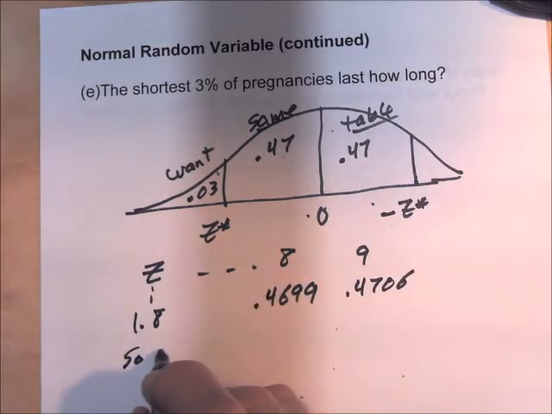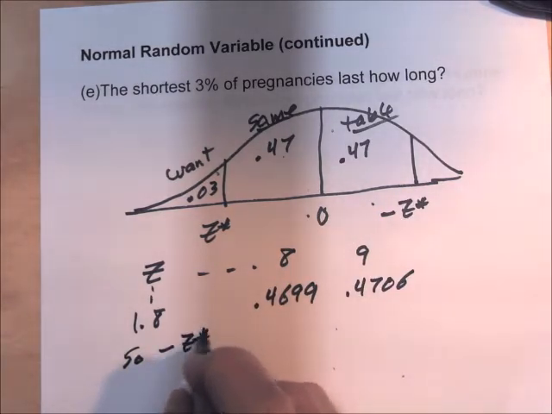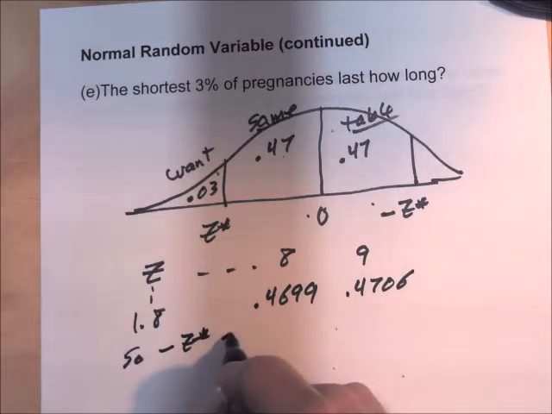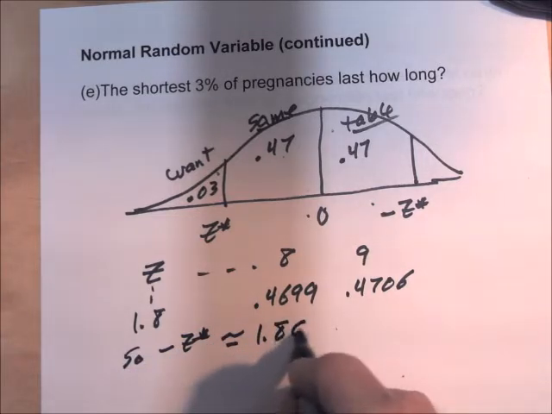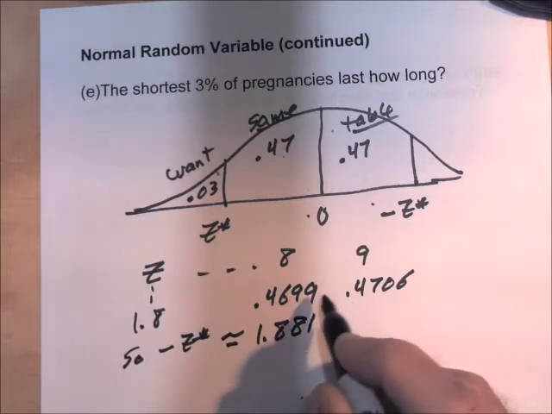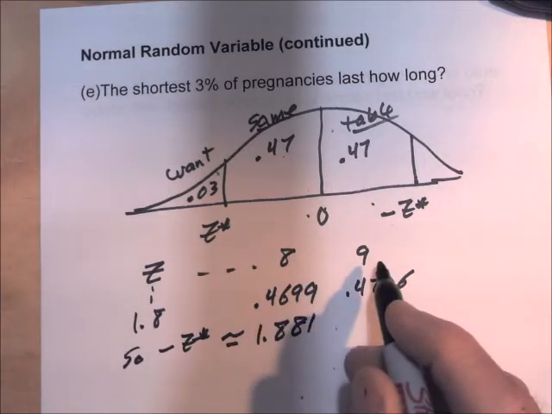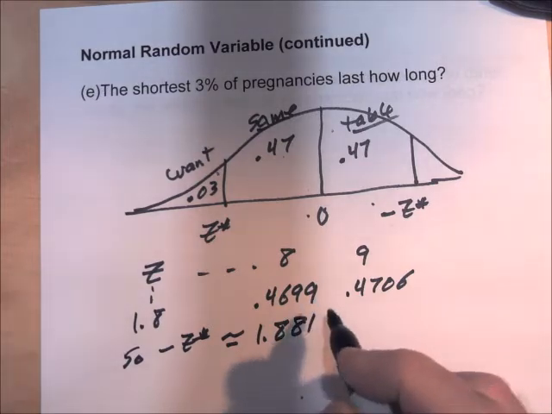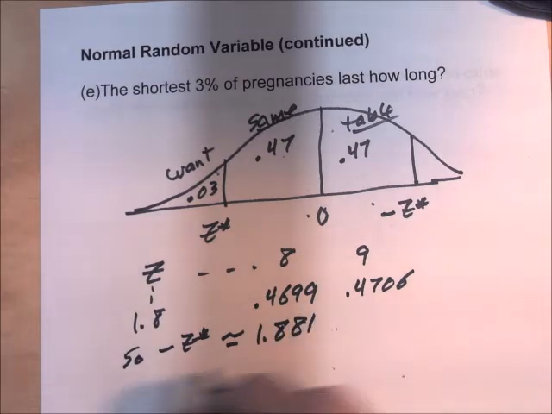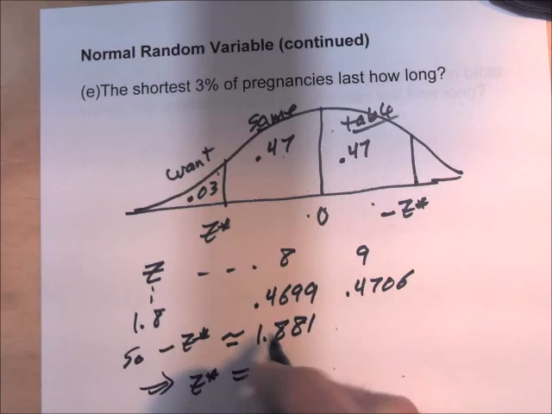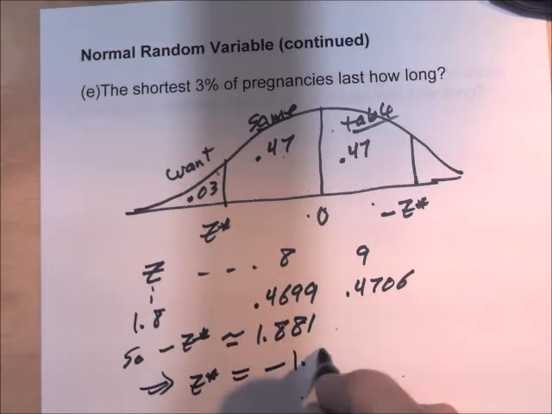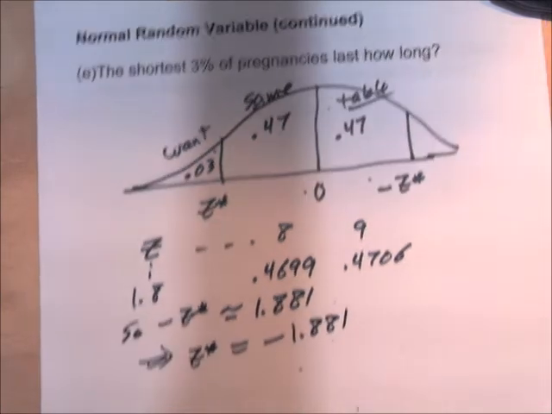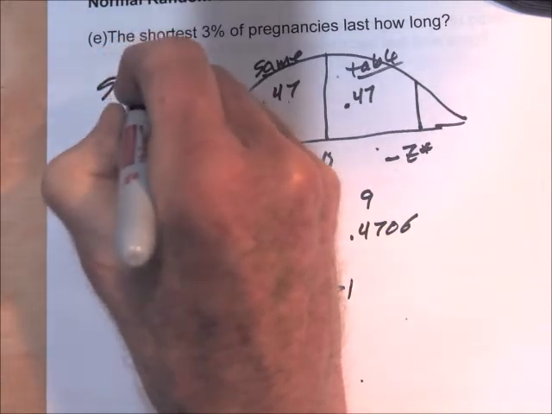What's in the table is the opposite of z star. Opposite of z star is, let's say, approximately 1.881. It's between 1.88 and 1.89, but closer to 1.88. We guesstimate 1.881. But that means that z star is going to be the opposite of that. It will be negative 1.881. So this is step 1.